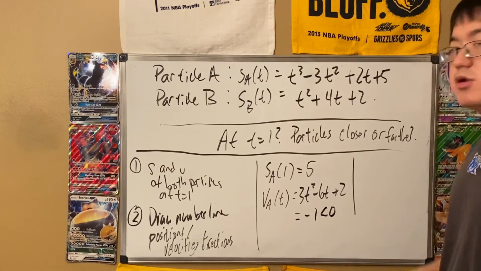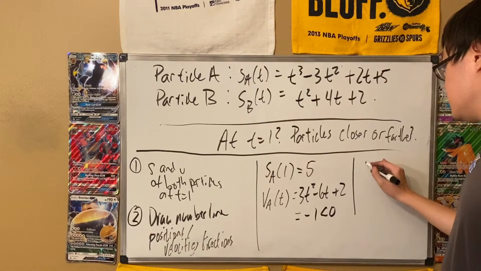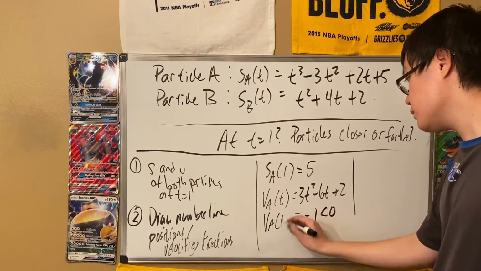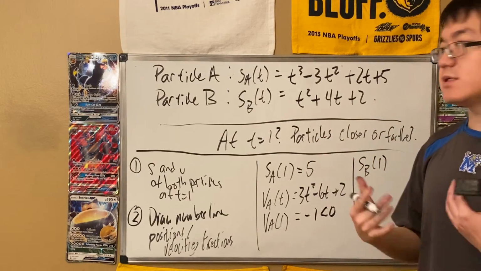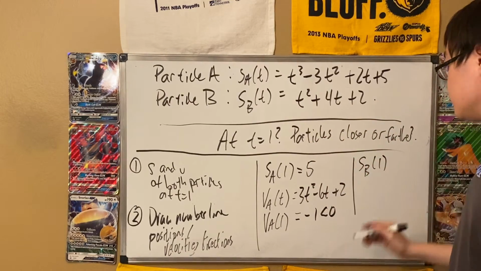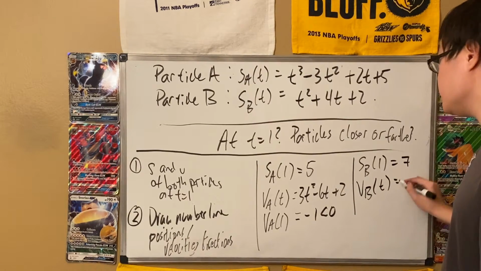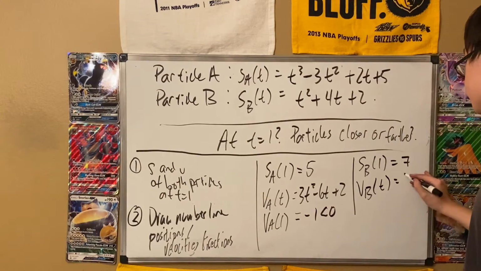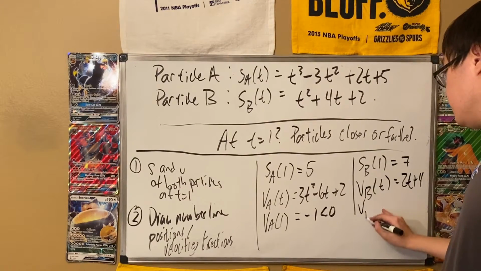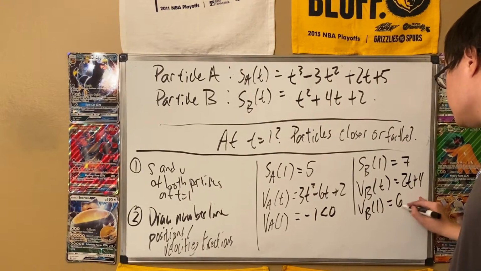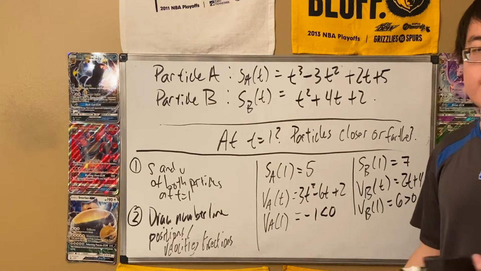So now we have to do the same thing for particle B. We need to find the position and the velocity. So this is V of A at 1. For particle B, we're going to plug in 1 into this. 1 plus 4 is 5, I believe. 5 plus 2 is 7. Then we're going to find the velocity. One last derivative for this video. 2t plus 4, because the derivative of 2, of course, is 0. So when you plug in 1, you're going to get a velocity of 6, which is greater than 0. Again, you don't actually care about the number itself, just its sign, positive or negative.